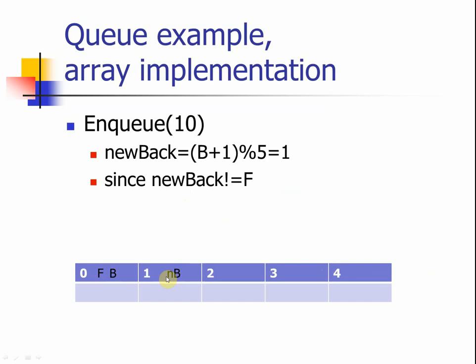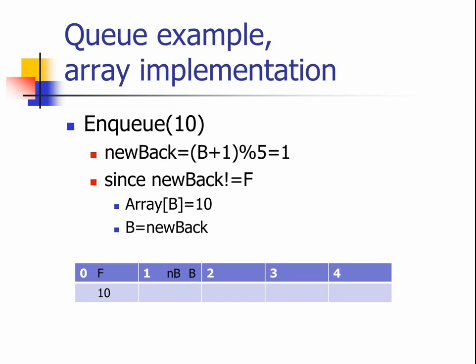Now, since new back is 1 and front is 0, they are not equal to each other. So we can put 10 into where back index is at, move back to new back. And that is the first enqueue operation.